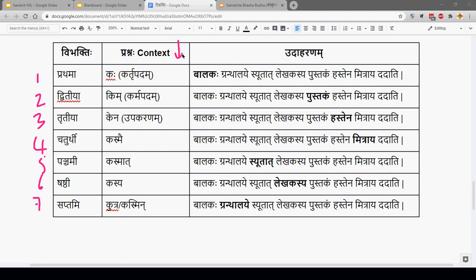And the second column is prashnaha, which means the question you have to ask. We'll see that one later. Now this last column is udaharana, which means example. Udaharana means example.